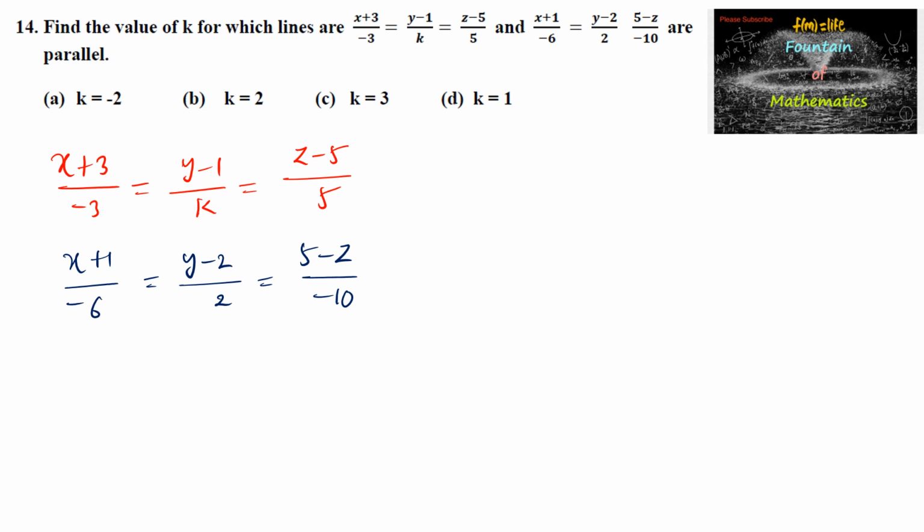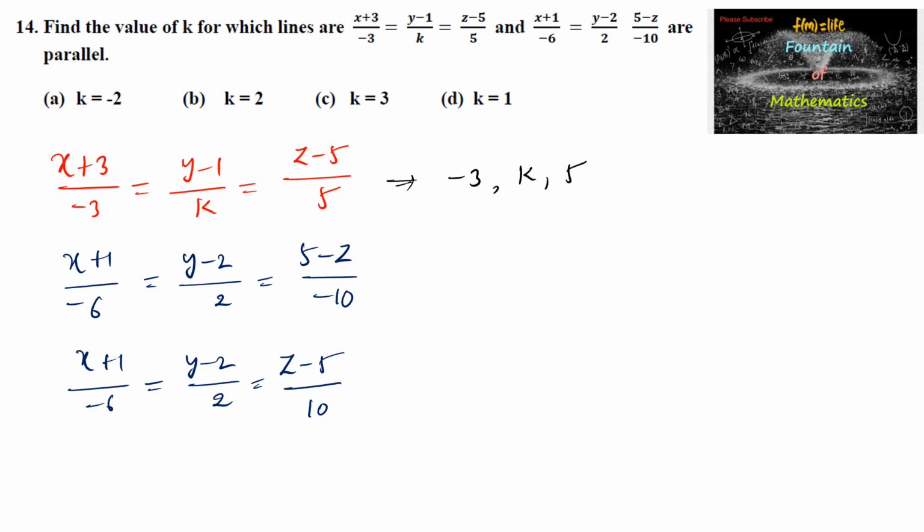So the second line equation can also be written as (x + 1)/(-6) = (y - 2)/2 = (z - 5)/10. Since the two lines are parallel, we can say that the direction ratios are proportional. Here the direction ratios are -3, k and 5, and here the direction ratios are -6, 2 and 10.